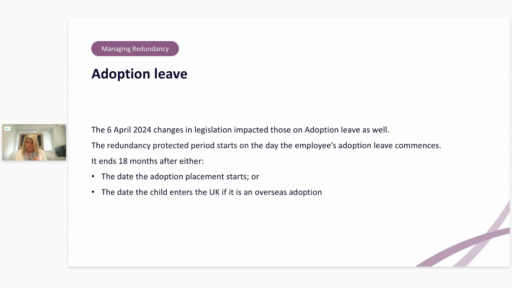Anyone who is on adoption leave also falls under the redundancy protected period, and this will apply from the day that the employee's adoption leave commences, or where it's an overseas adoption, on the day the baby arrives in the UK. This period is the same for birth or maternity and lasts for 18 months.